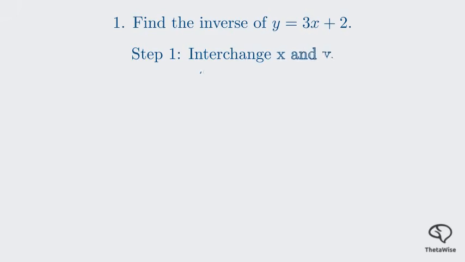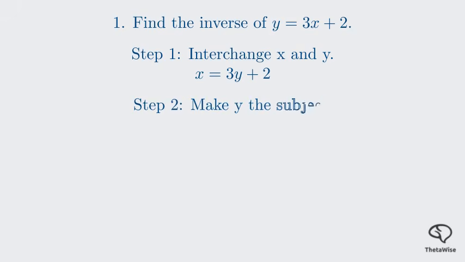First, for the linear function y equals 3x plus 2, the first step is to interchange x and y. This gives us x equals 3y plus 2. Now we make y the subject of this equation. First, we subtract 2 from both sides. So 3y equals x minus 2. Then we divide both sides by 3 to get y equals (x minus 2) over 3. This is our inverse function.